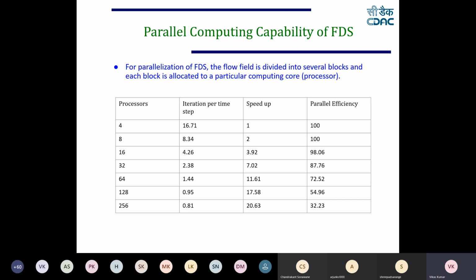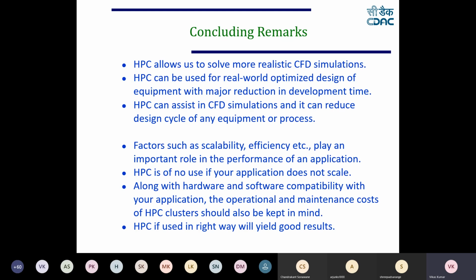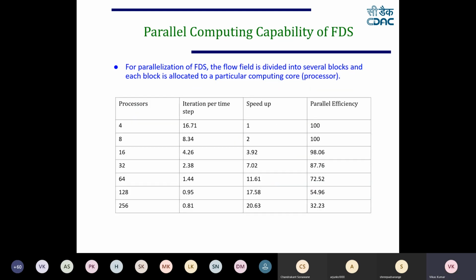Again, we have run this from 4 processors up to 256 processors, and we have got a speedup of about 20 times, and a parallel efficiency of 32%.